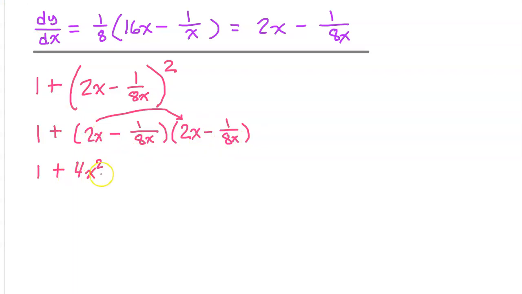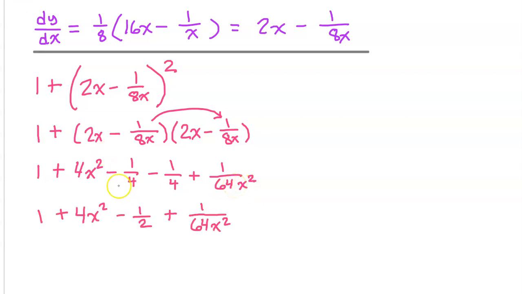2x times 2x is 4x squared. 2x times negative 1 over 8x is negative 2x over 8x, which simplifies to negative 1/4. Negative 1 over 8x times 2x is the same exact thing we just did, so we get negative 1/4 again. And negative 1 over 8x times negative 1 over 8x is positive 1 over 64x squared. Negative 1/4 minus 1/4 is negative 1/2, and then 1 minus 1/2 is positive 1/2.